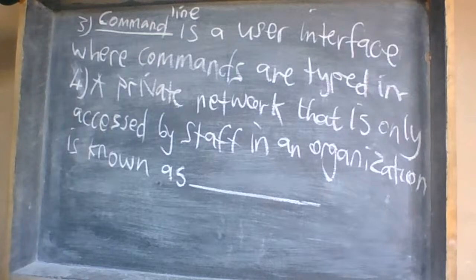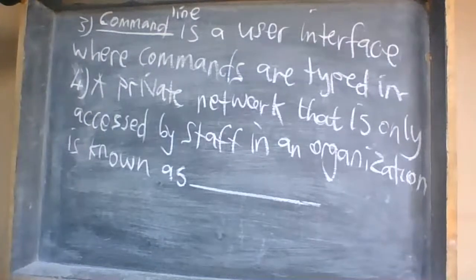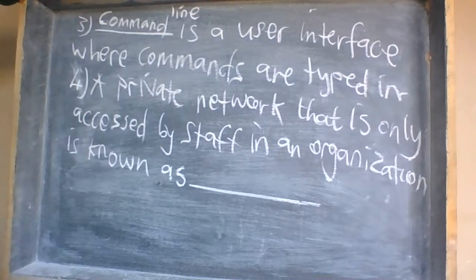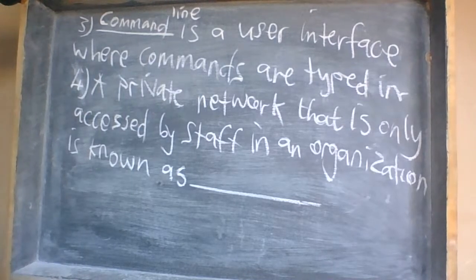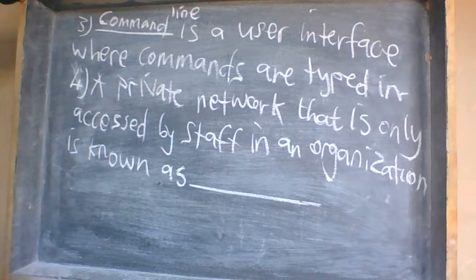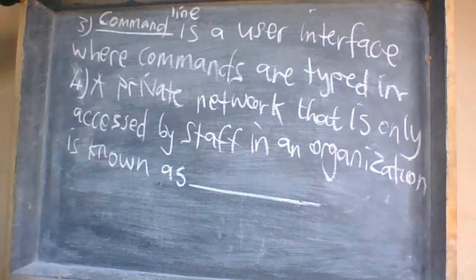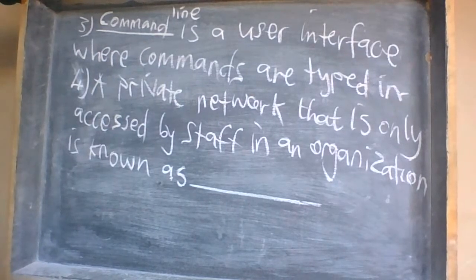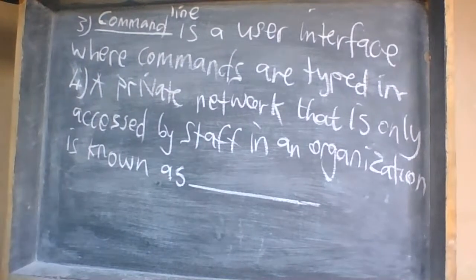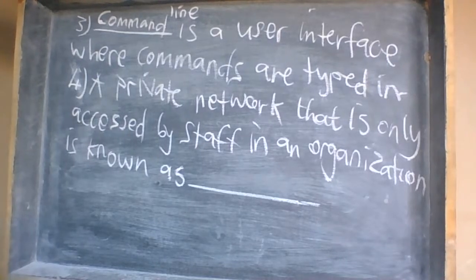So there are two commonly known types of networks: an intranet and an extranet. Let me start with the extranet. An extranet is a public network, for example the internet. It is accessed by any individual who has the gadgets to connect to it. That is what we call an extranet.